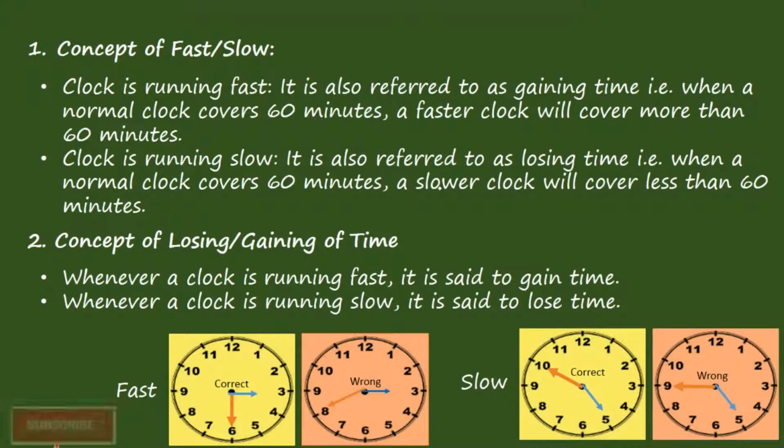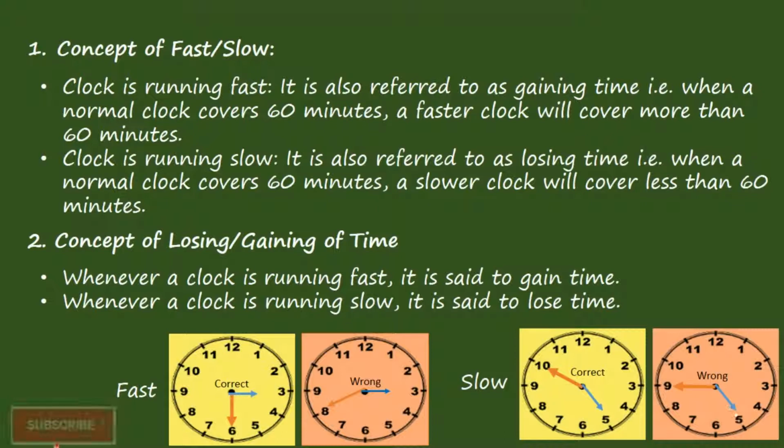Let us now understand the concept of fast and slow, and losing and gaining. Let us first try to understand the concept with the help of an example. If this orange watch is showing 3:40, but the correct time is 3:30, then it is said to be 10 minutes fast.